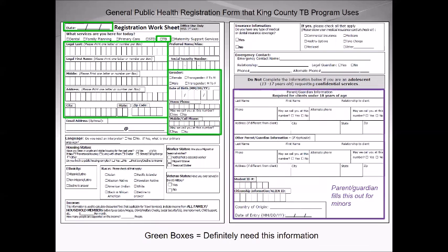This is the general registration form that King County uses. Some of these items we don't collect, like income information, that's not really relevant, but what is most important is the stuff in the green boxes. So people's first name, last name, date of birth, where they live, and also how to get a hold of them, their phone number. And then on the right, in the purple, this is the part that parents or guardians would fill out for their minors if you, again, are screening minors.